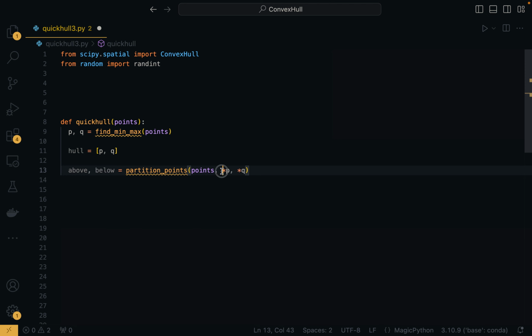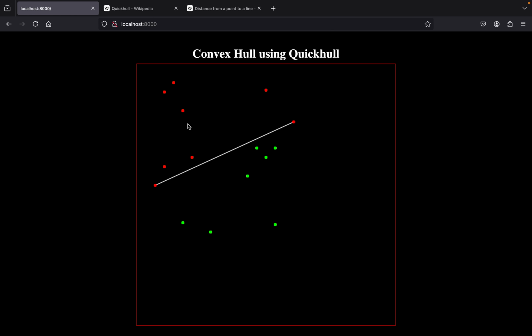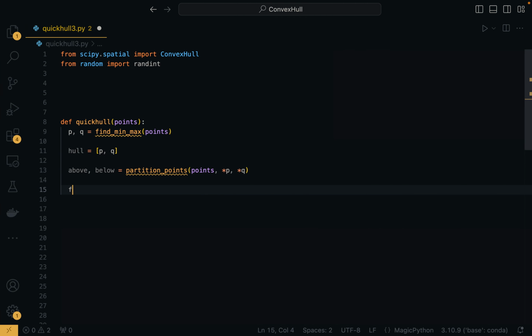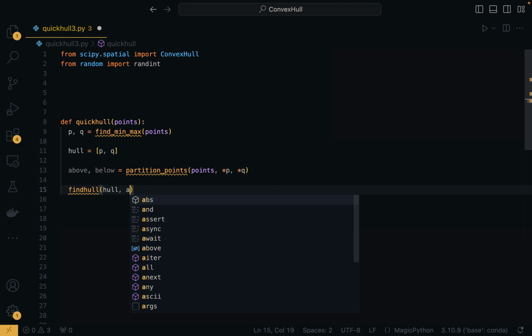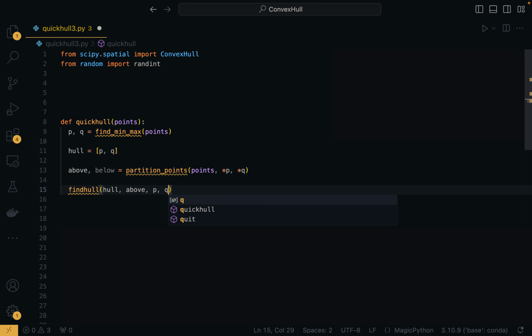Notice here how I use the unpack operator. Some may call it the spread operator, and some may call it the splat operator. However, I think Python calls it the unpack operator. So we'll just go with that. Moving on. Once we have the above and below points, as we do over here, we recursively pass the points into a helper recursive function, and we'll call this find hull. So we'll pass in the hull, we'll pass in the above points and P and Q.